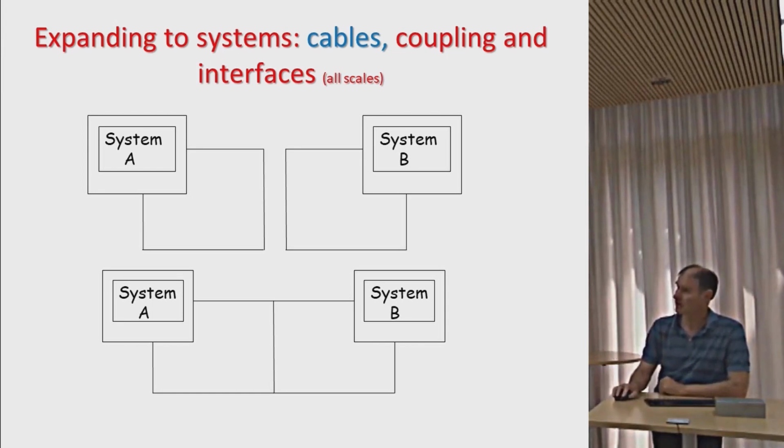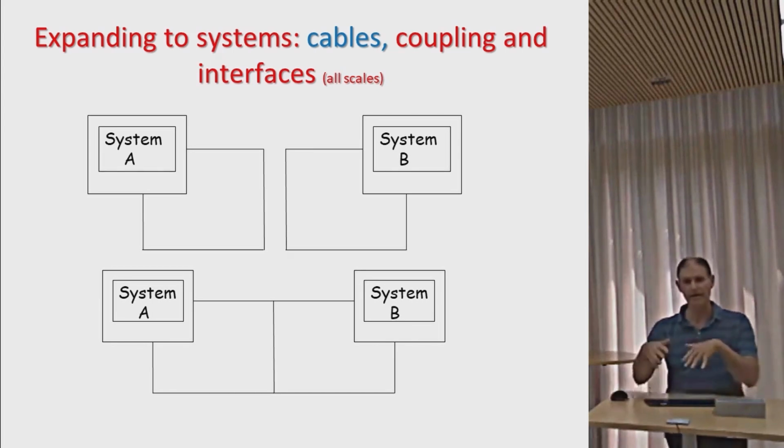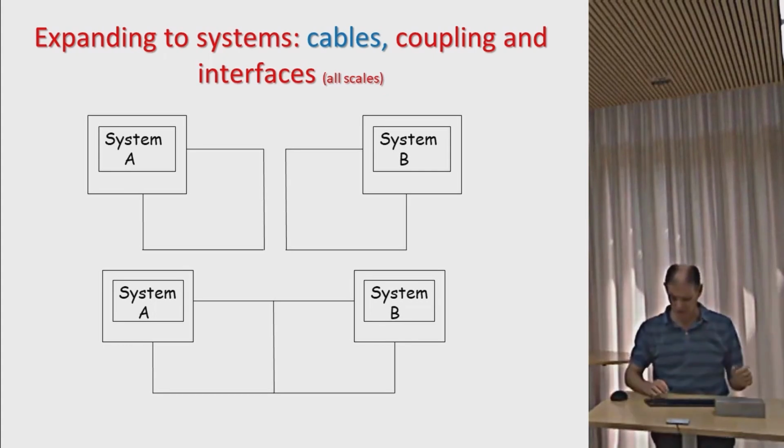This system scales. This could be printed circuit board to printed circuit board. It could be small system to small system. This could also be a large utility network in a country coupling to a neighboring line in the same country. It all scales.